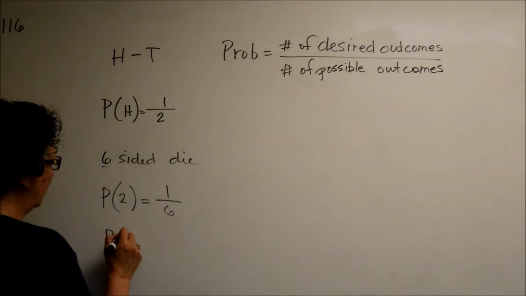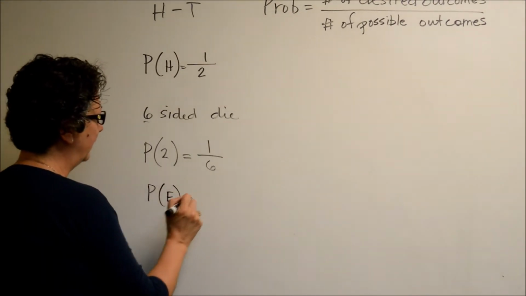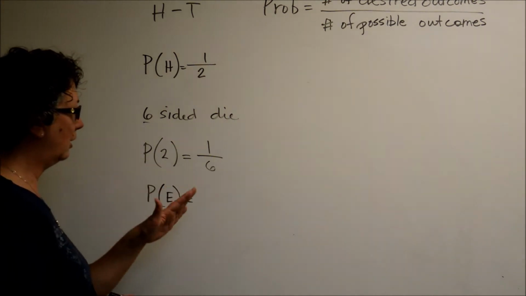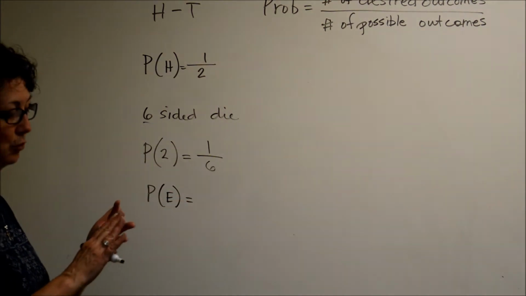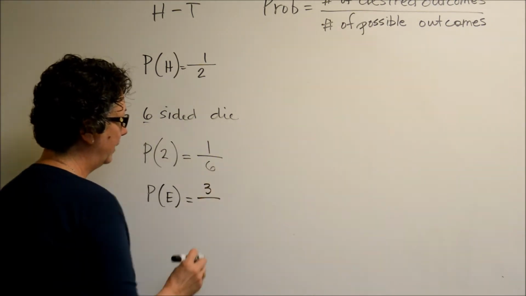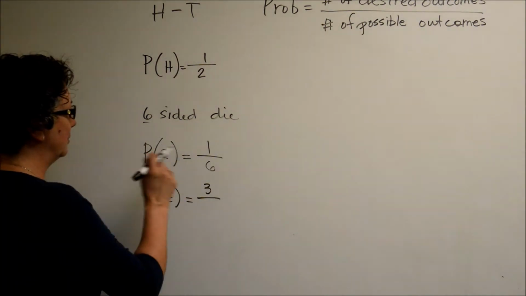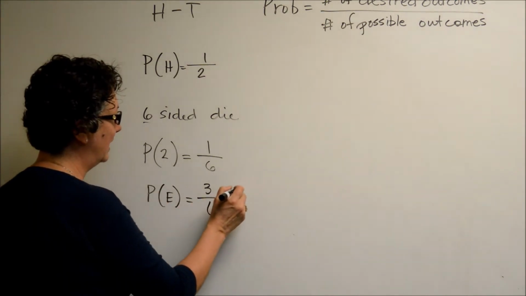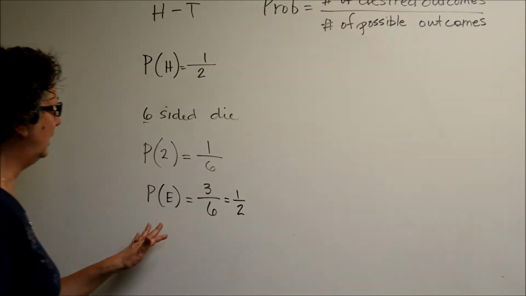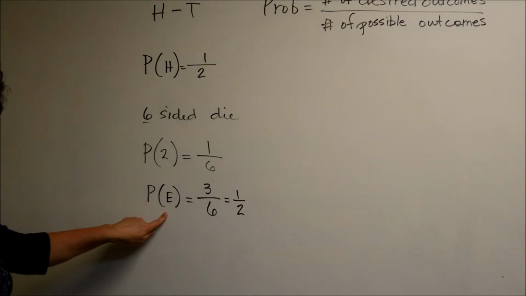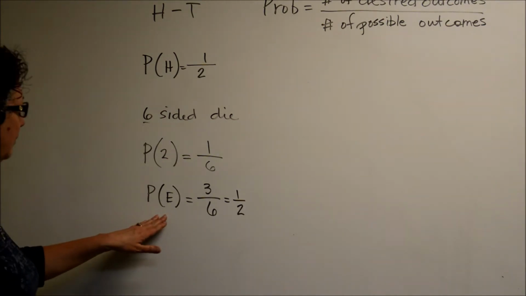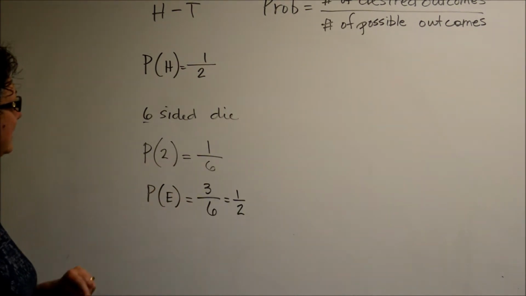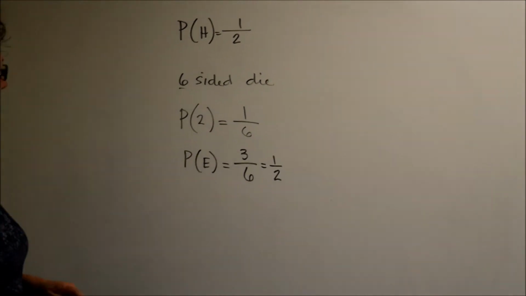If I ask what's the probability that it lands on an even number, the number of desired outcomes there is 3. That's 2, 4, or 6. The number of possible outcomes is 6. So that probability is 1/2, the probability that it'll land on an even number. Same thing for an odd number, because there's 3 desired out of the 6 possible.